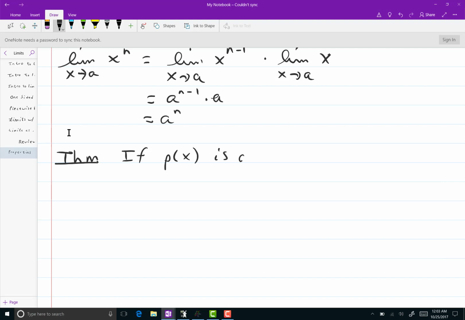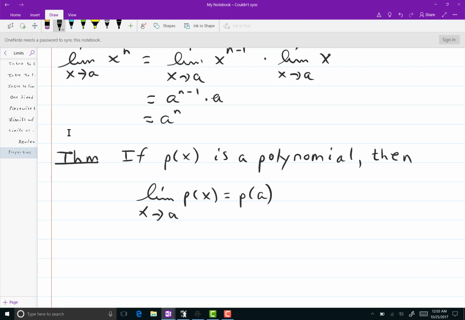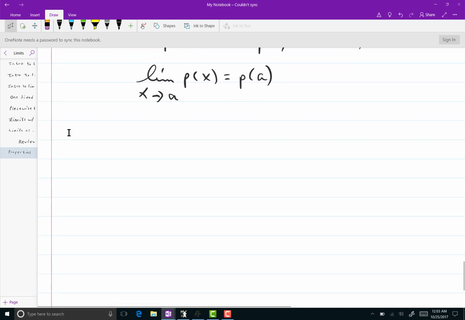So, for example, suppose p of x is a polynomial. You can pause here if you need to go and remind yourself what that is. But if p of x is a polynomial, then the limit as x goes to a of p of x is equal to p of a. That means for polynomials, I can just plug in a. I sort of have a little derivation of this.